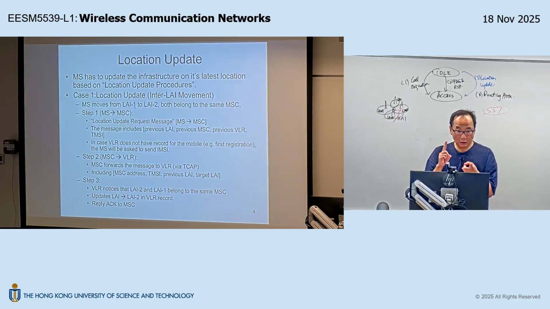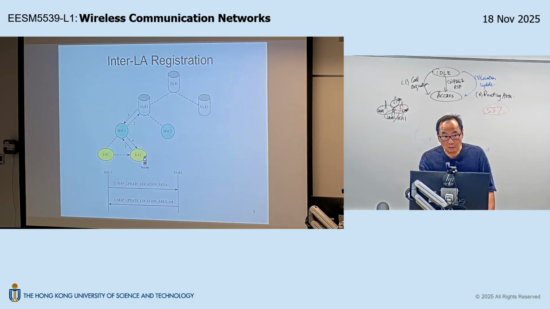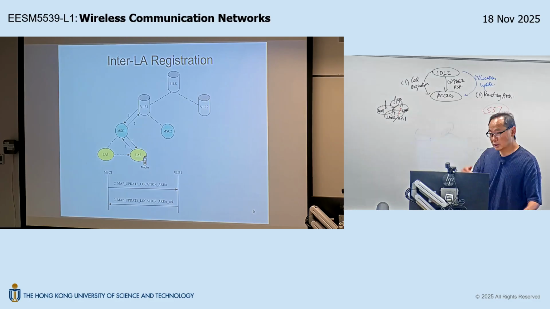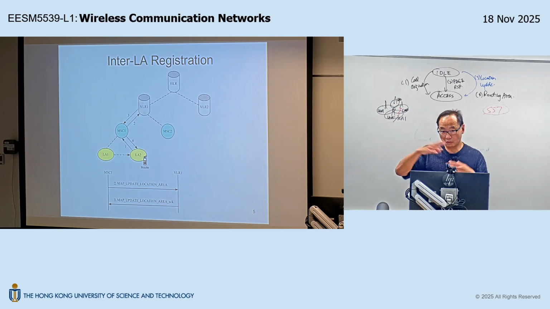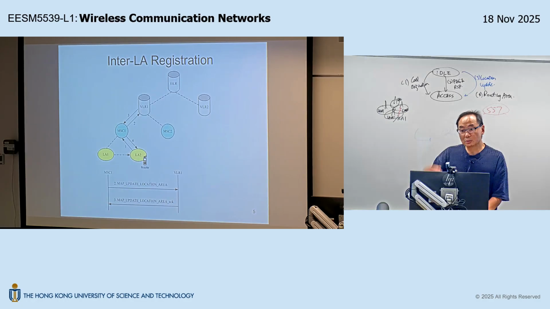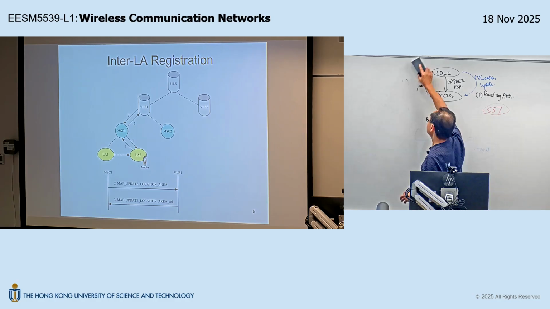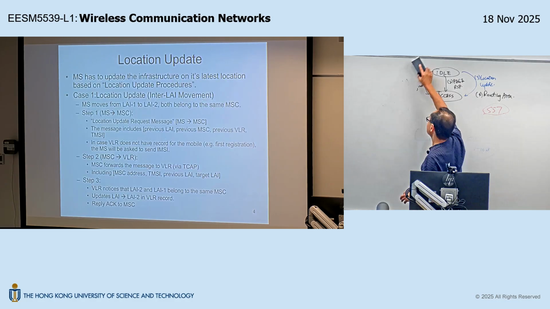From the mobile perspective, it's very simple. But from the infrastructure perspective, there are 3 different cases. Let's look at a simple case, inter-location area movement. Suppose this is the original location area 1, and now you move to location area 2. These 2 base station clusters are connected to the same mobile switching center, and therefore, they are connected to the same visiting location register and the same home location register. So when the mobile detects this change in location area, it will initiate a location update request, right?